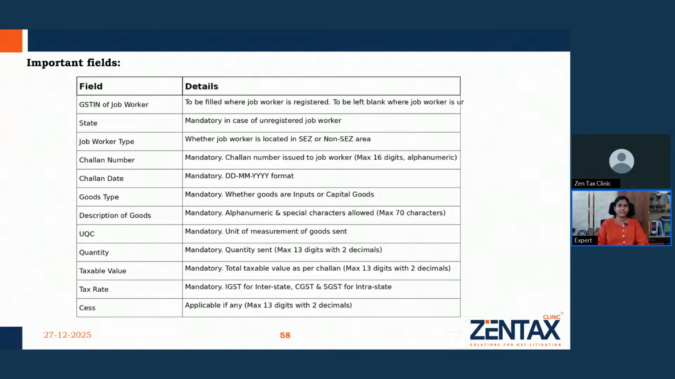Then the unit of measurement has to be mentioned for the goods sent. Then the quantity of goods has to be mandatorily mentioned. The taxable value has to be mentioned mandatorily. Total taxable value as per challan has to be mentioned. The tax rate has to be mentioned mandatorily. That is the IGST, or if it is CGST and SGST, that has to be mentioned. Cess, if applicable, that amount shall also be mentioned.